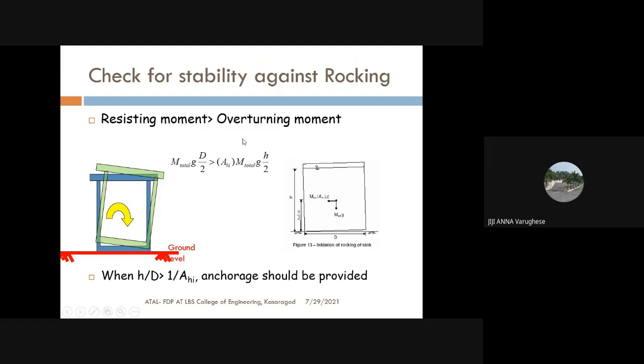And in order to check the stability of a ground supported tank against overturning, we know the resisting moment is due to the weight of the tank as well as the weight of water present in the tank. And the overturning moment is due to the lateral force, Ah into the mass of the total system. This is a general expression. So our requirement is the resisting moment should be more than the overturning moment. Resisting moment is the vertical force into distance d by 2, whereas the overturning moment is the horizontal force into h by 2. And on simplification, the code says that when this h by d ratio is more than 1 by Ah, we have to provide anchorages to prevent rocking or overturning of the tank structure.